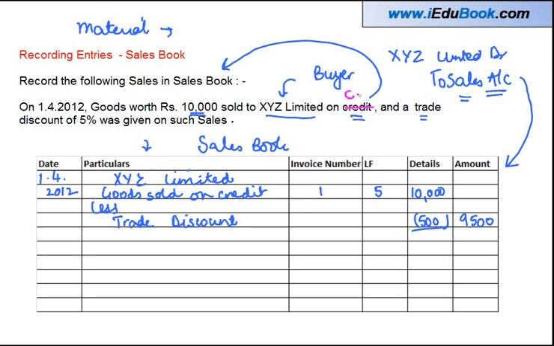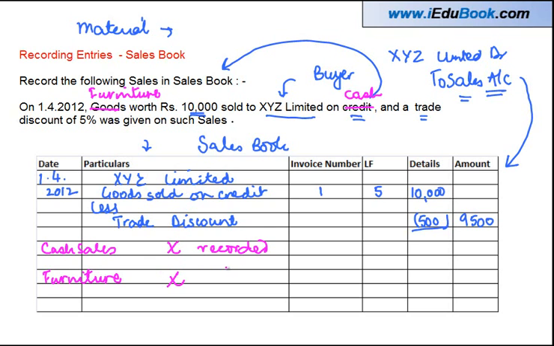Now, some other points which you should note here in addition to this entry is, if these were not on credit but on cash, then these will not be recorded here. Cash sales not recorded. If instead of goods it said on this date you sold furniture, which is an asset, again it will not be recorded here.